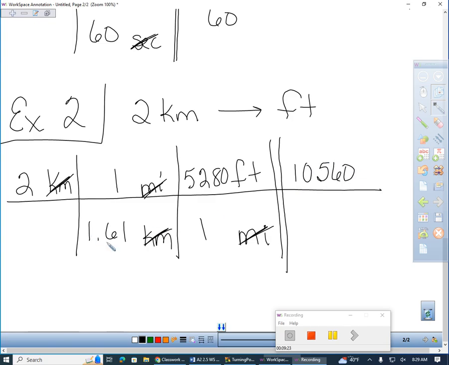10,560. Okay, on the bottom I have 1.61 times 1. Oops, forgot feet. And that's 1.61. And of course, what do we do last? Divide by 1.61. Yes. Which is 6559.006. Everybody get the same thing? All right. So sometimes we have two different conversion factors in there, right? That can happen.